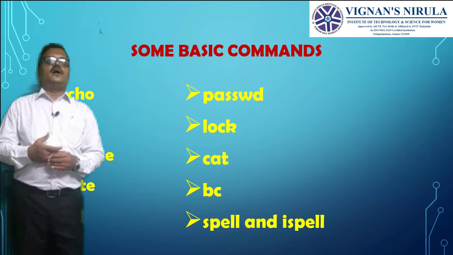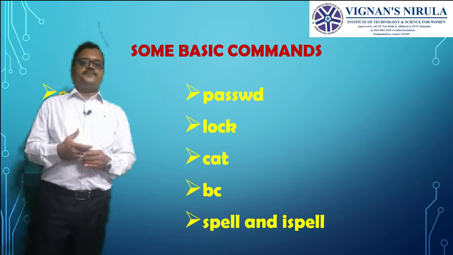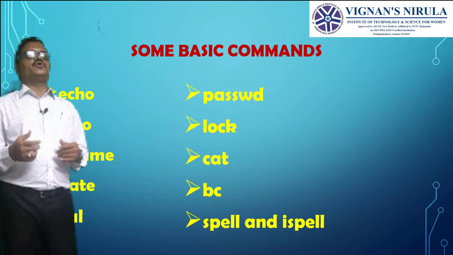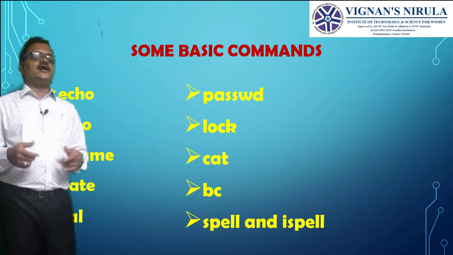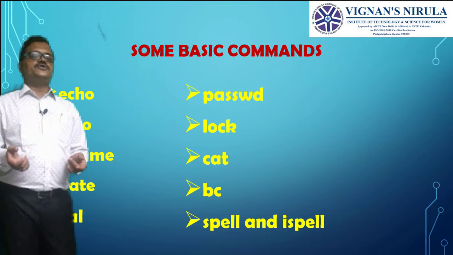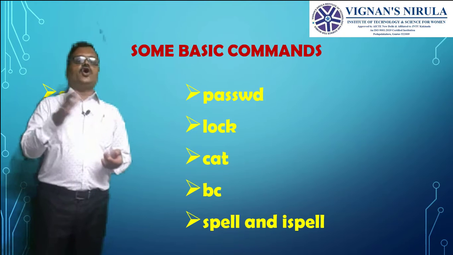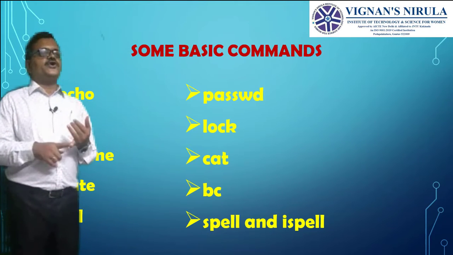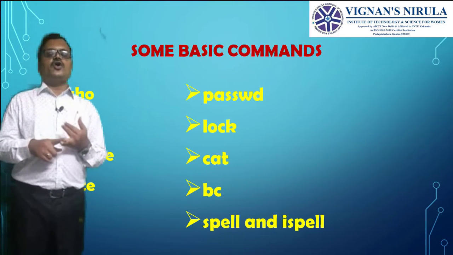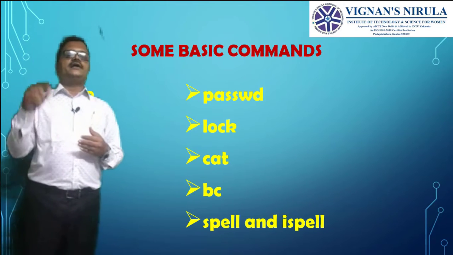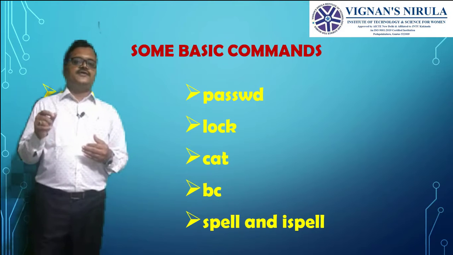Next is the who command. The who command is used to know the list of users who are currently logged into the system. It is used by the administrator to know the number of users currently logged into the system. For example, if I give who at the dollar prompt, it will give a 3 column format. The first column gives the name of the user, the second column gives the terminal on which he logged in, and the third gives the time of login into the system.